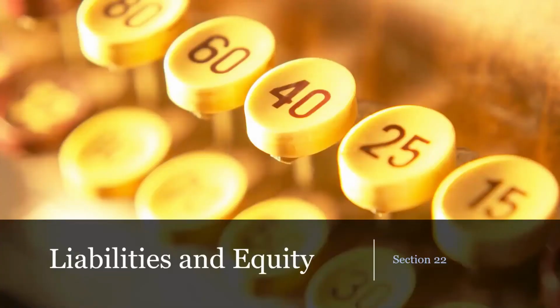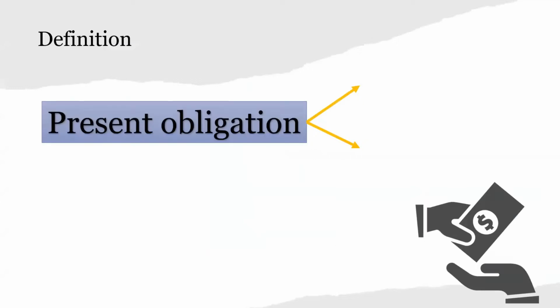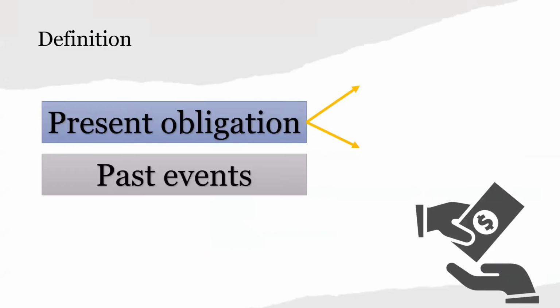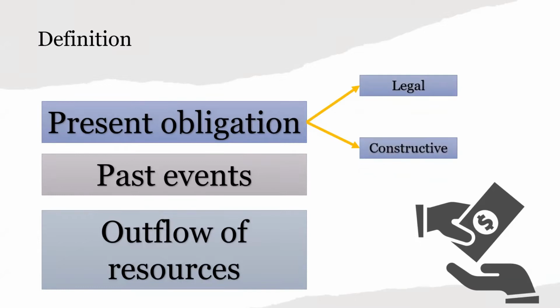So, start tayo sa liabilities and equity in section 20. So, liabilities. So, what is a liability naman? So, a liability is a present obligation of an entity arising from past events, the settlement of which is expected to result in an outflow from the entity of resources embodying economic benefits. So, yung present obligation, it could be a legal or a constructive obligation.